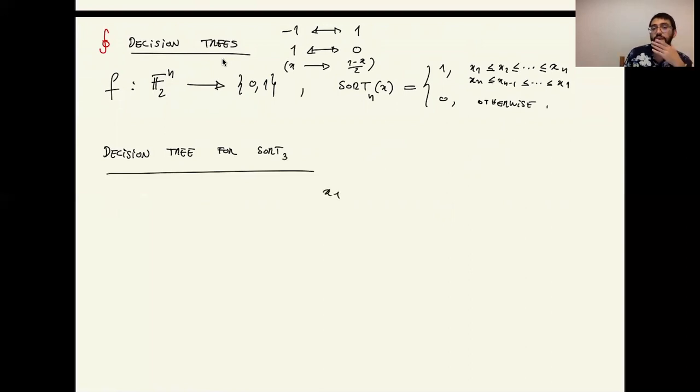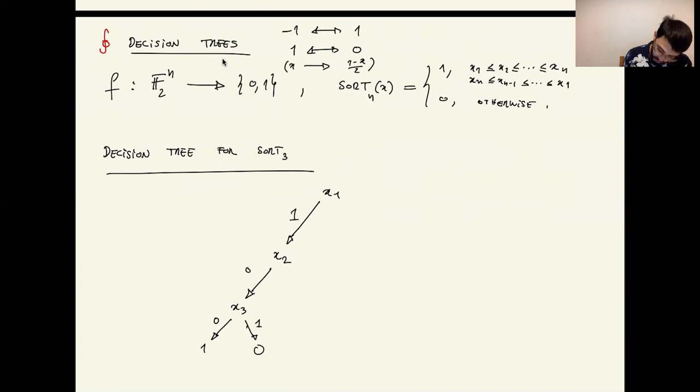For sort 3, say, just 3 variables, I could start with x1, and I want to know if the variables are ordered or not. So if x1 is 1, then I query x2. Well, if x2 is 0, then it could be the case that the direction is reversed, like x3, x2, x1. So I have to ask if x3 is 0. If it is, then I give the answer 1. If it's not, if it's 1, then the answer should be 0.